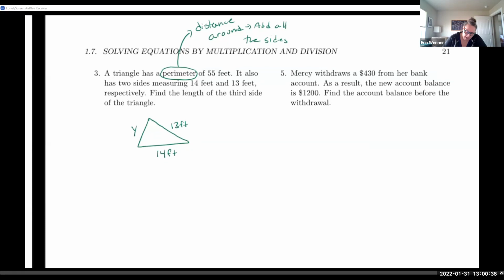So going back, it says the triangle has a perimeter of 55 feet. So remember to find the perimeter, we're starting here. We're going to go down one side, turn and go down the other, and then turn and go up the third. Meaning if we add the 3 side lengths up, it's got to equal 55. So go ahead and solve for y.